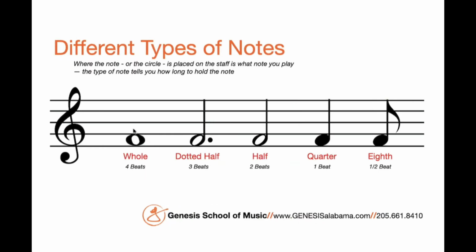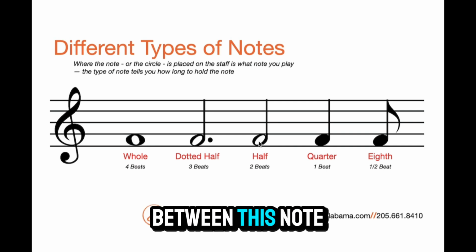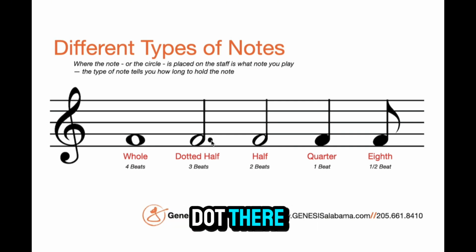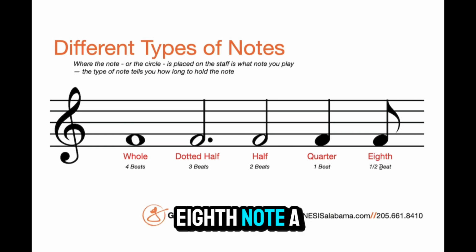If I see this note right here, I do not play it 4 times. I hold it for 4 beats. So if I see that F, I'm 1, 2, 3, 4. I hold it for 4 beats, real simple. When I see this dotted half note, like here's the half note, the only difference between this note and that note is there's a little dot there. That's just adding a beat to that. So this gets 4 beats or 4 counts. Here's the dotted half note, 3 beats or 3 counts. The half note, 2 beats. Quarter note, 1 beat. Eighth note, a half a beat.